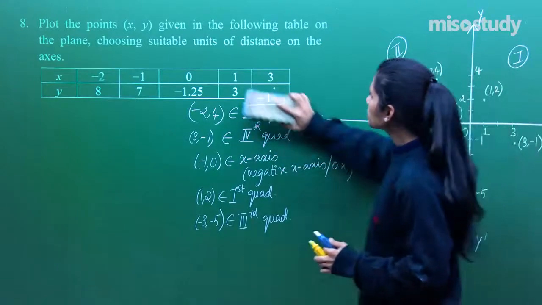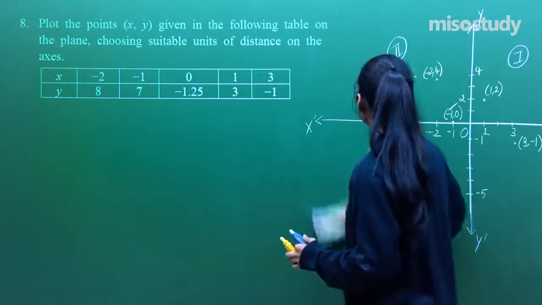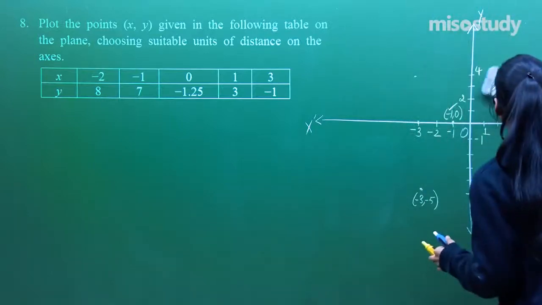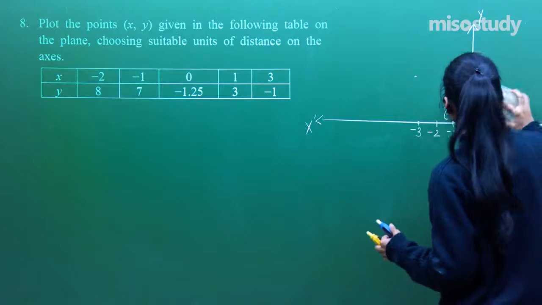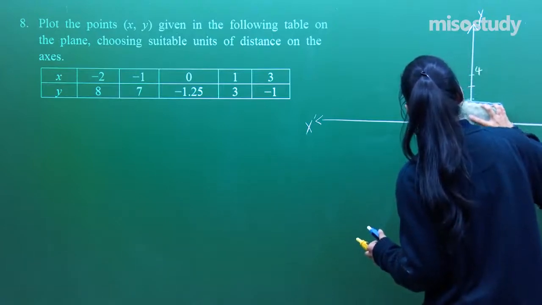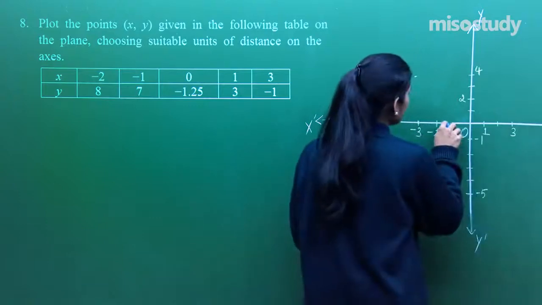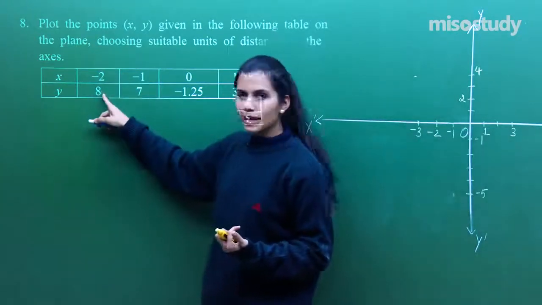Moving to the next question, it says plot these points given in the following table on the plane choosing suitable units of distance on the axis. So we again have to plot the points. Let's begin the plotting of these points in the plane. So how would you be plotting the points? Now over here, given in the form of a table are points only. X coordinate is given, y coordinate is given.